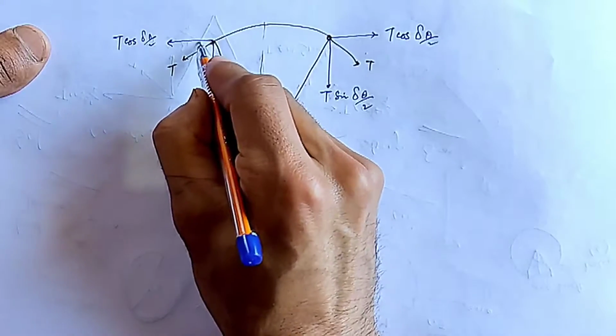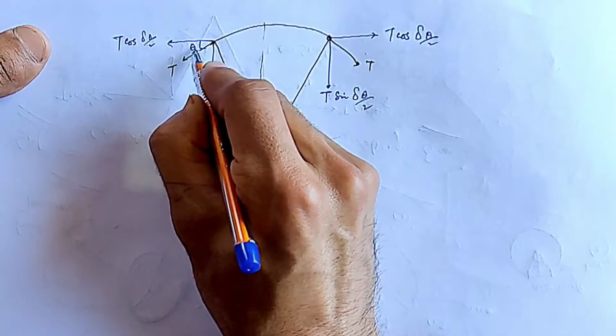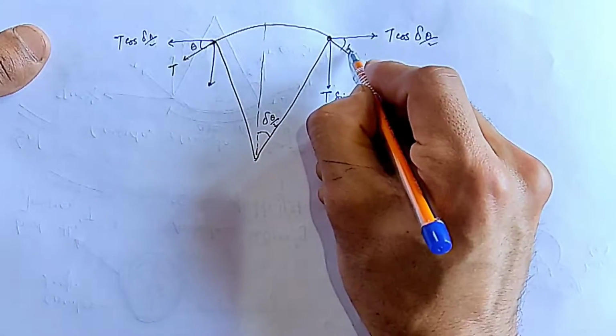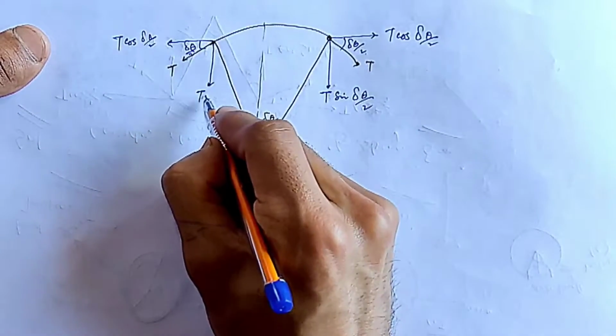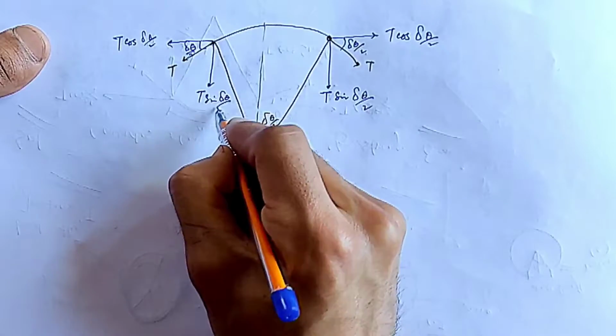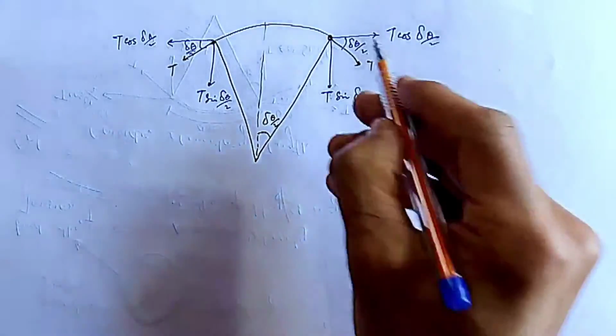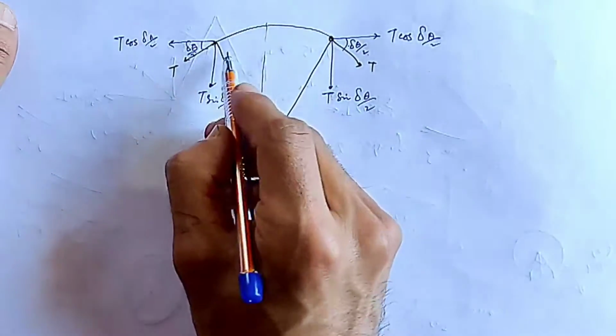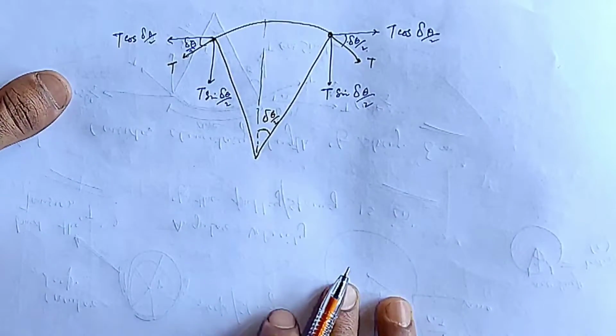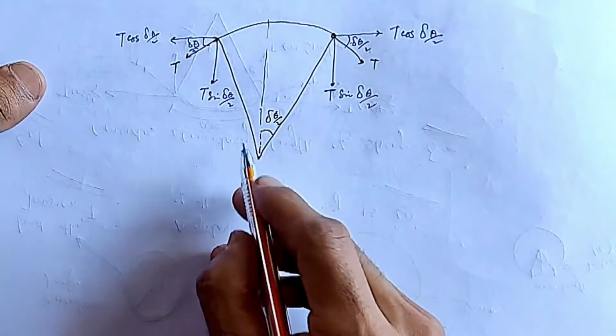This will also be T sine of delta theta by 2, because this is theta, delta theta by 2. This is the delta theta by 2. So this will be T sine of delta theta by 2. Fine. Because this angle and this angle are the same. As I showed you earlier, the angle between the perpendicular lines.